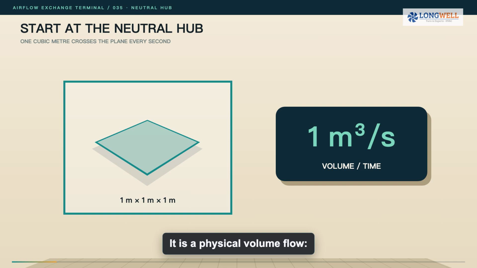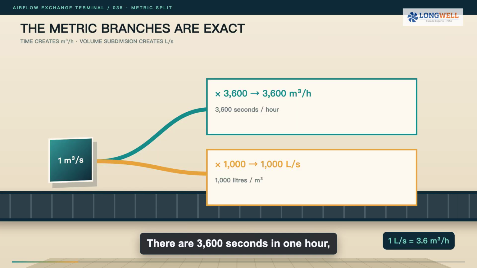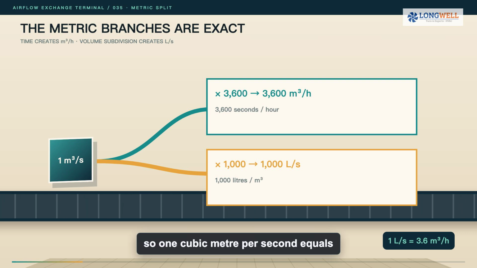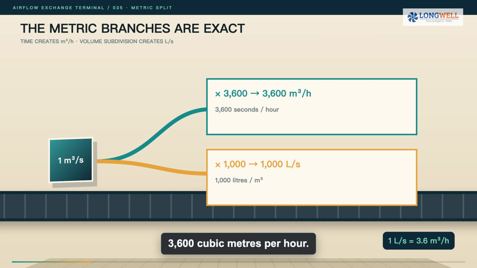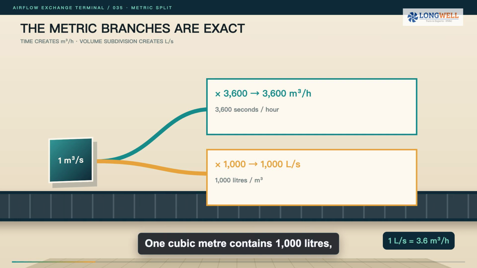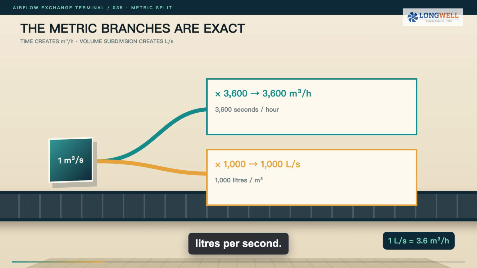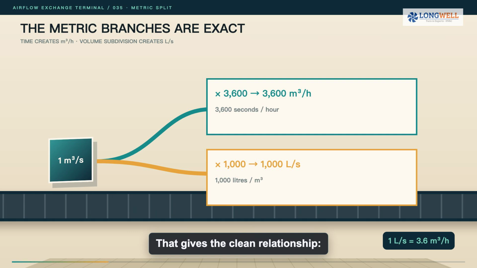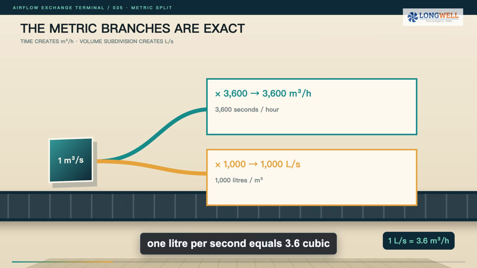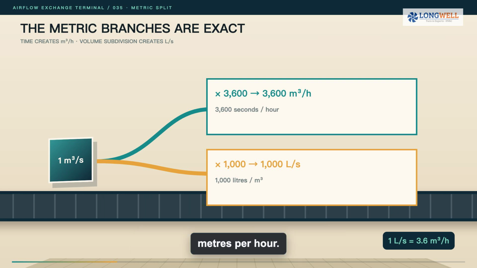It is a physical volume flow. 1 cubic meter crosses the measurement plane every second. From this hub, the metric branches are exact and easy to audit. There are 3,600 seconds in 1 hour, so 1 cubic meter per second equals 3,600 cubic meters per hour. 1 cubic meter contains 1,000 liters, so the same flow also equals 1,000 liters per second. That gives the clean relationship: 1 liter per second equals 3.6 cubic meters per hour.